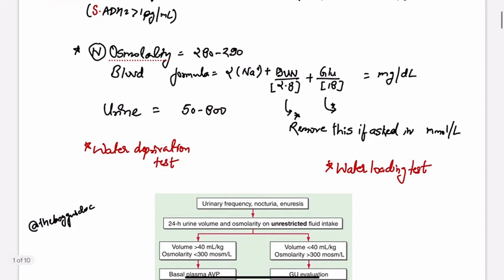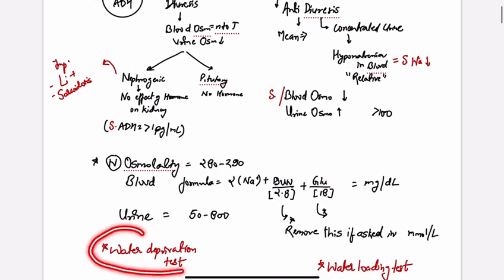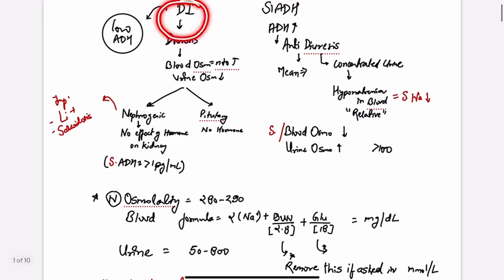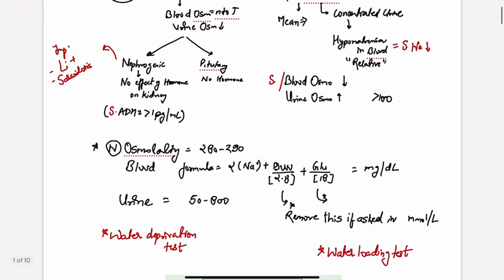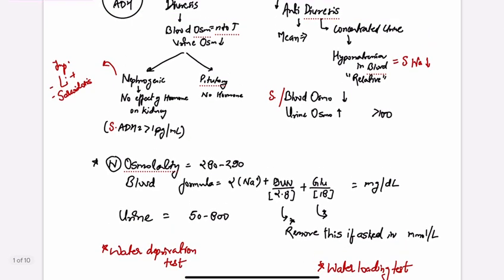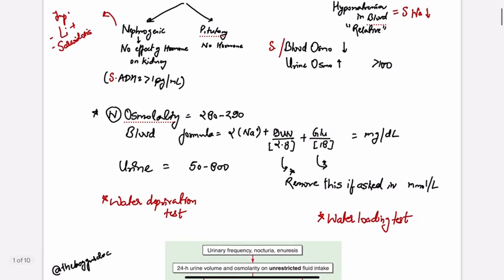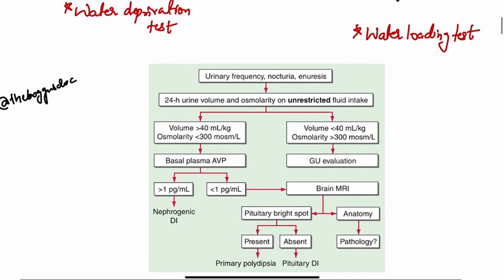Okay, so there are two tests that are important. One test is the water deprivation test, which is used for diabetes insipidus. And there is the test for SIADH, which is the water loading test. You have to remember it anyway you like. Okay, there is no trick from my side. This is the important chart from Harrison. You see the 24-hour urine volume, osmolality, unrestricted fluid intake.